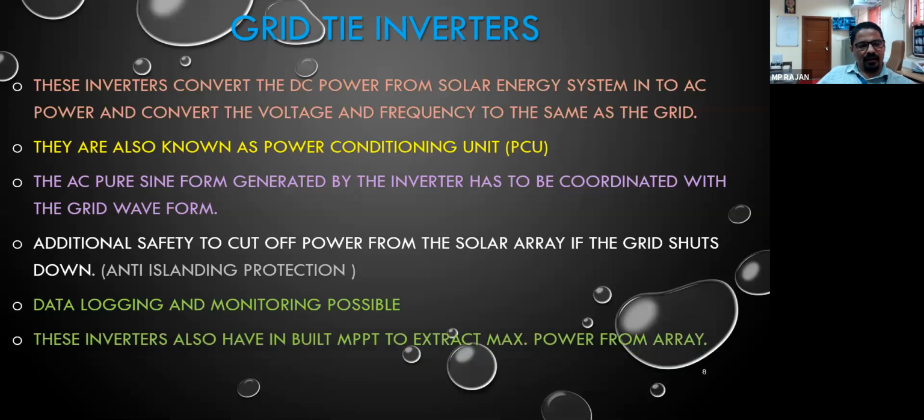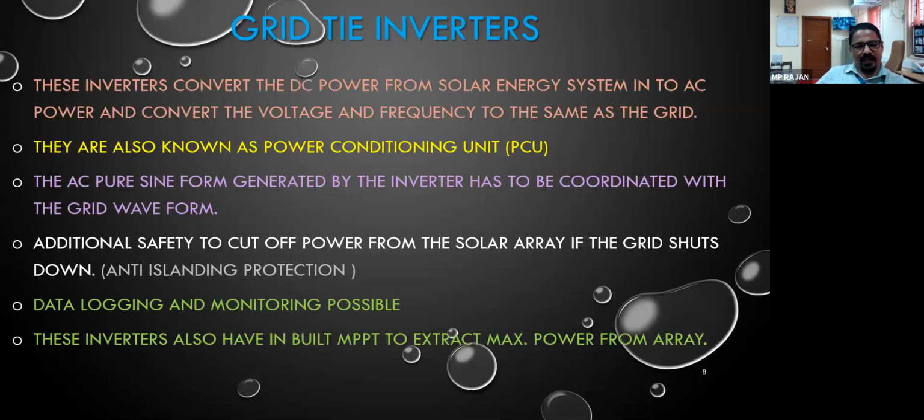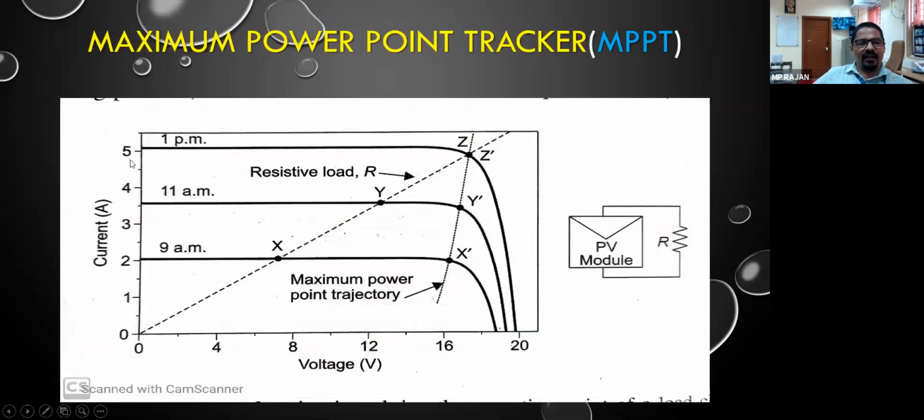And the inverters also have built-in MPPT to extract maximum power from the solar panel. What is MPPT? That is the maximum power point tracker. We have seen this in the last class. This is an IV characteristics curve of a solar panel. This is the IV curve, and this IV characteristics curve will be different from time to time. That depends upon the radiation.